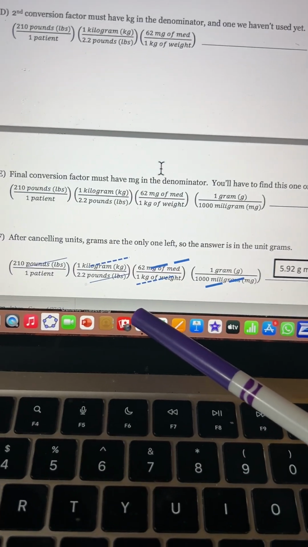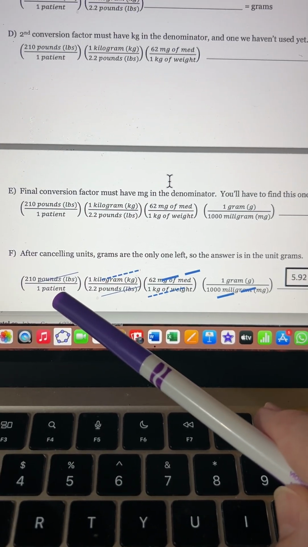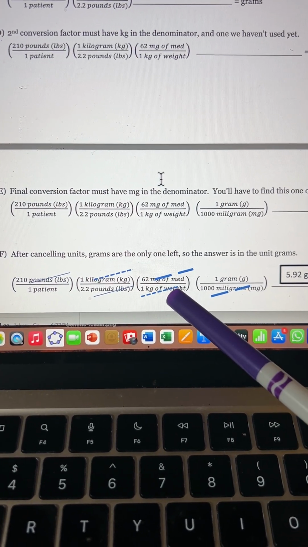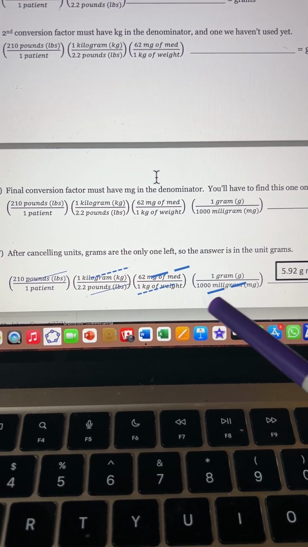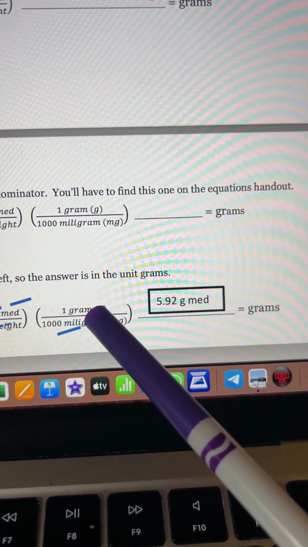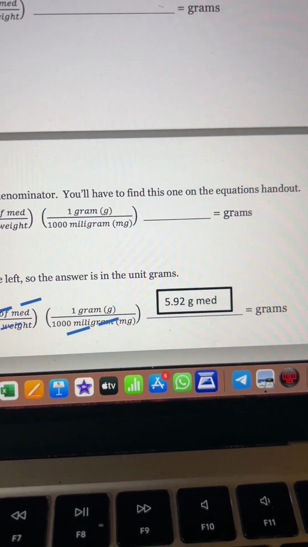Now look what happens when you cancel everything. Pounds and pounds cancel, kilograms and kilograms cancel, milligrams and milligrams cancel, and you're only left with the word gram, which is the answer, and that's the answer.